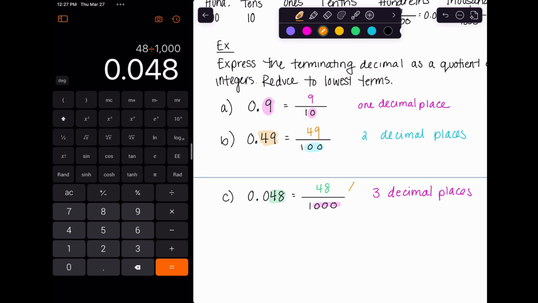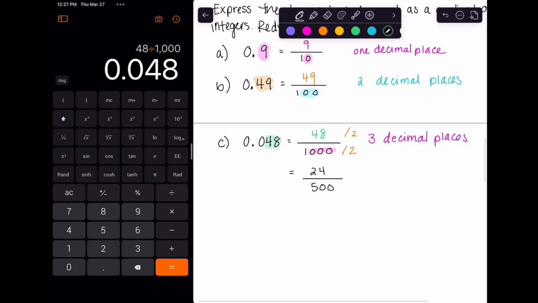So here, top and bottom are even, so we can reduce by dividing by 2. 48 divided by 2 will give me 24. 1,000 divided by 2 gives me 500. And then, well, those are both even, so I can do this again. Divide by 2, divide by 2. That gives me 12 in the top, 250 in the bottom. And then here, those are both even again. So I can keep going. Divide by 2, divide by 2. That leaves me with 6 in the top and 125 in the bottom.